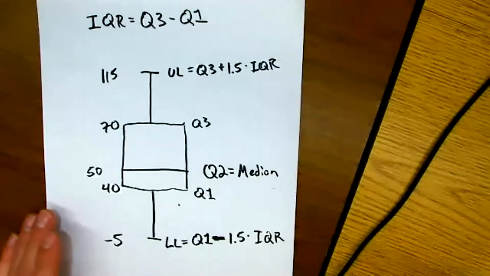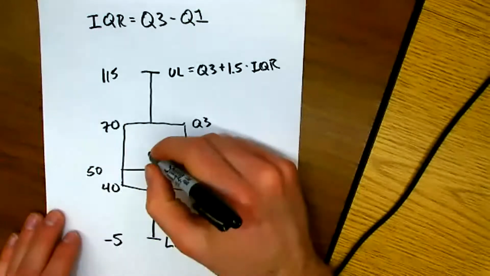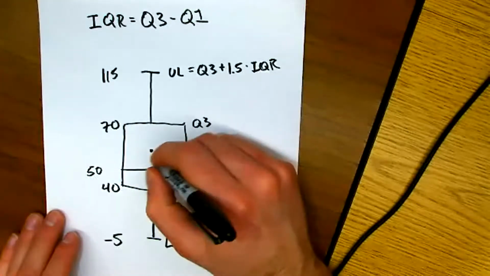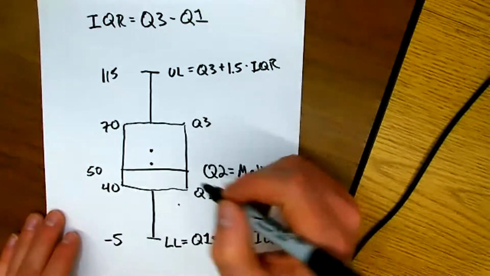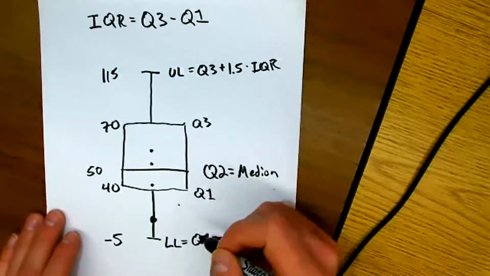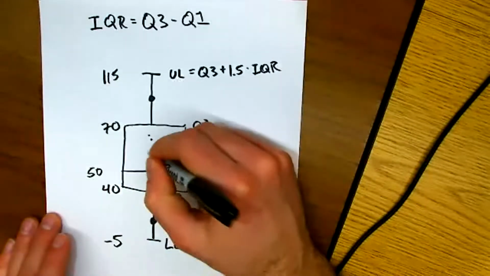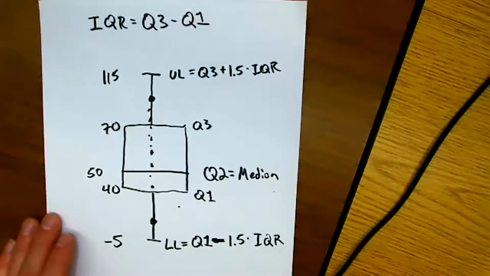So I could plot all of my data against this. I could say there's one observation that's 61, one observation that's 52, another observation is 41, another observation is 10, another observation is 85. And I could just go ahead and plot every single data point that I have, right?